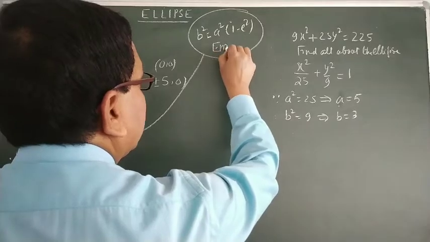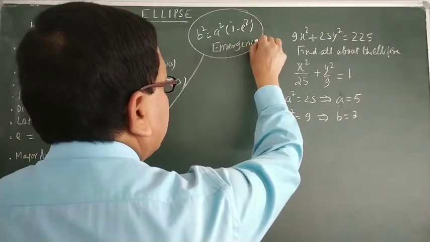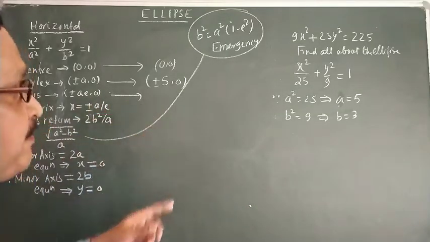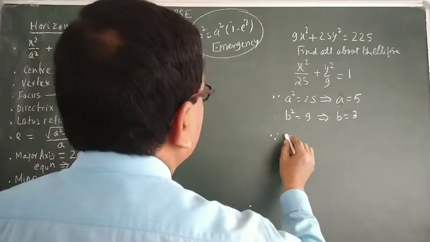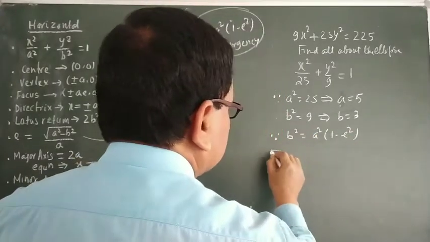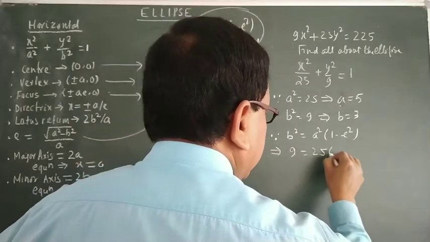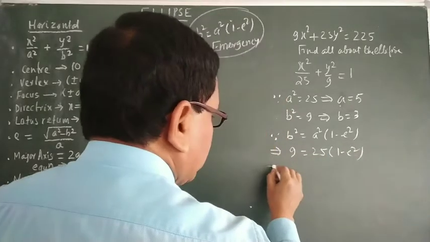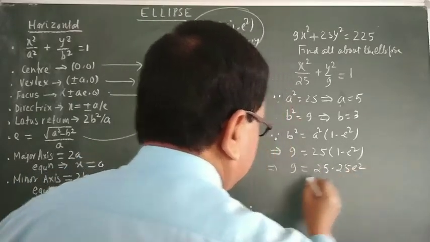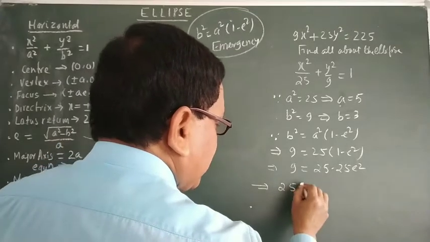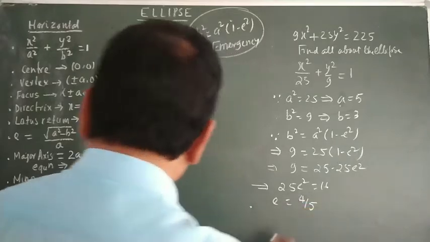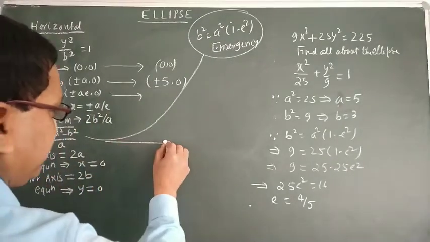In case of emergency, we will use this. We have to find out the value of e. So let us see. Since b square is equal to a square into 1 minus e square, 9 is equal to 25 into 1 minus e square. So 9 equals 25 minus 25 e square. So 25 e square is 16. So e is equal to 4 by 5. So eccentricity we have got 4 by 5.